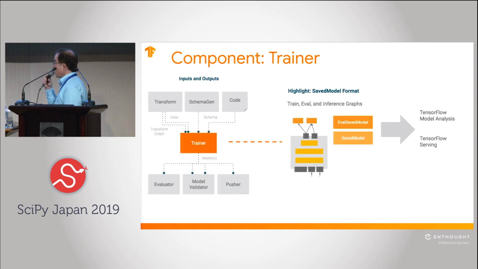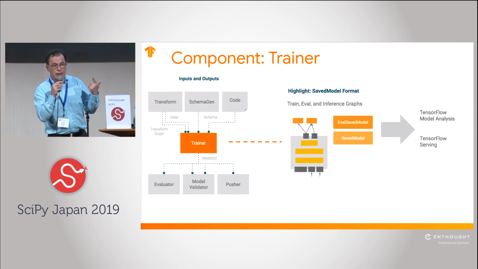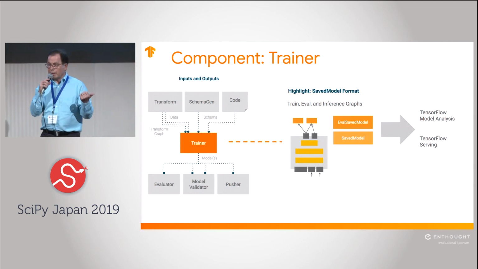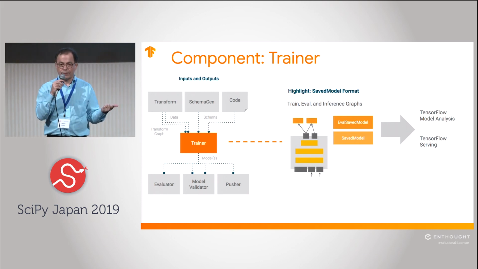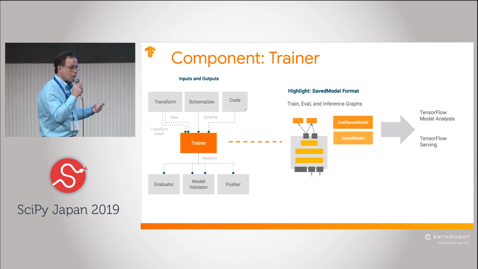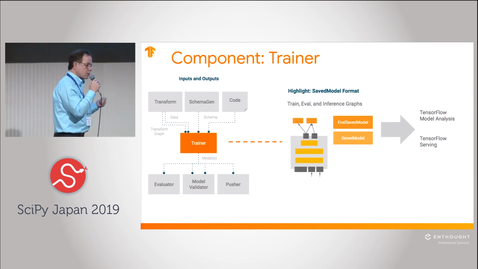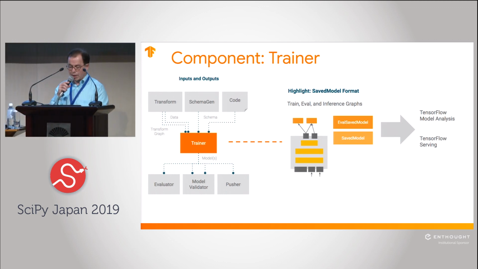Trainer trains your model. When it's done training your model, it creates two things: an eval saved model and a saved model. They're basically the same thing. The eval saved model has some extra information that is used in model analysis to analyze the performance of your model.